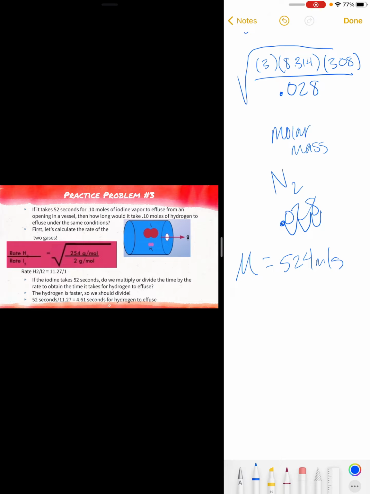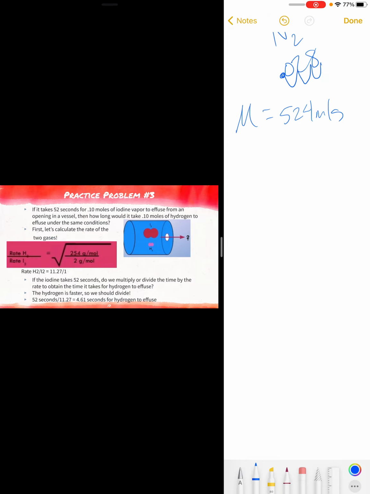If it takes 52 seconds for 0.1 moles of iodine vapor to effuse from an opening in a vessel, how long would it take 0.1 moles of hydrogen to effuse under the same conditions? So we have to calculate the rate of the two gases, which is given by this equation. It's like a fraction. So I have the square root of the mass of iodine, which is I2, so that's where that 254 came from, and the mass of H2, which is about 2, rounded a little bit. So I can go ahead and take the square root of that. When you do that, you should get 11.27 over 1.